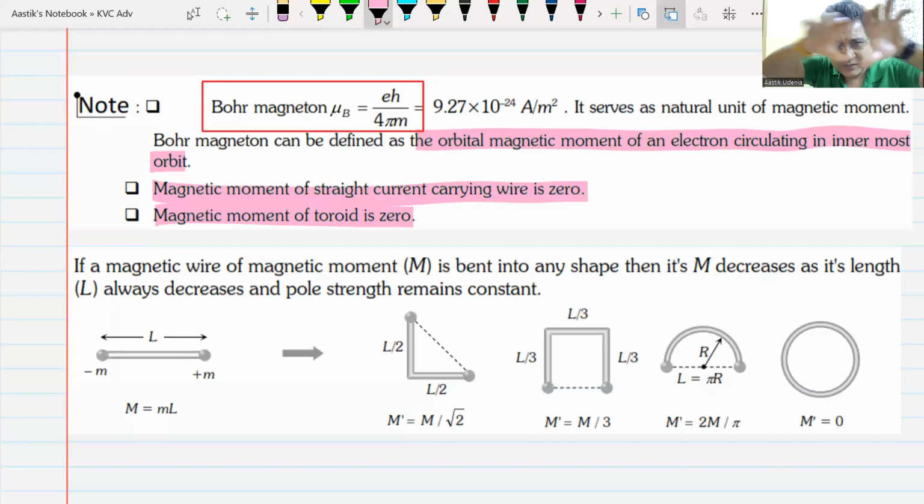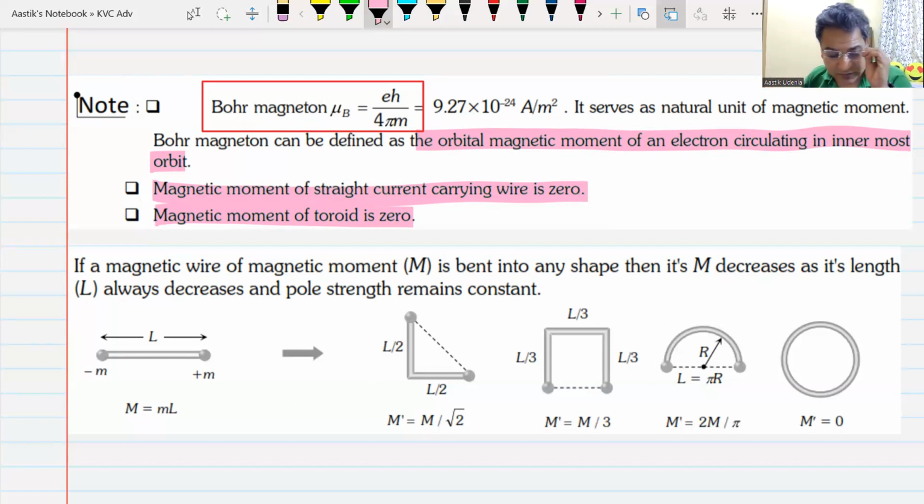Solenoid. Yes, sir. If I turn this solenoid into a circular thing, just like the tube of a cycle tire or tube of a car tire. These days car tires do not have tube, but if you imagine the tube of a tire and you wind a wire on that tube, that becomes a toroid. The magnetic dipole moment of a toroid is also zero. Do we understand this? Yes, sir.